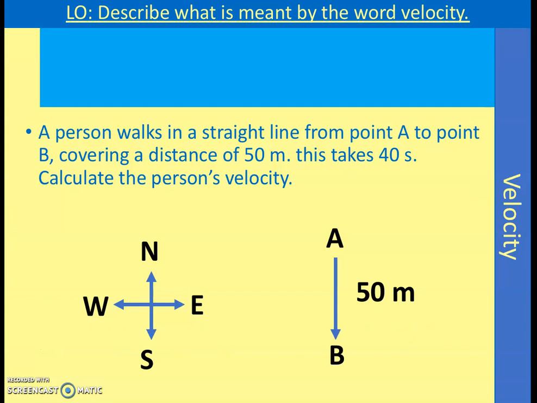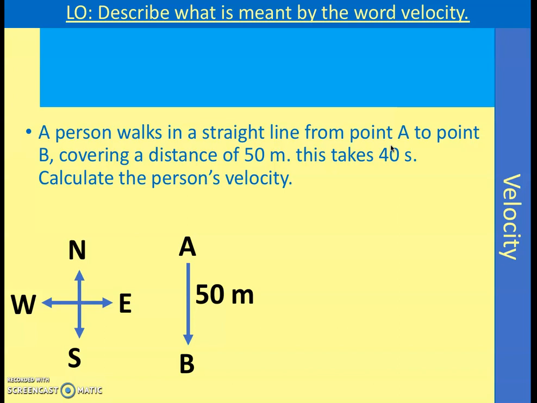A person is walking in a straight line from point A to point B. They cover about a 50-meter distance. This takes them about 40 seconds. Pause the video now and try to calculate their velocity. Okay, we should have just used the exact same equation as we've been using all lesson. Speed is equal to distance divided by time. I've got a distance of 50 meters and a time of 40 seconds, so speed is equal to 50 meters divided by 40 seconds.